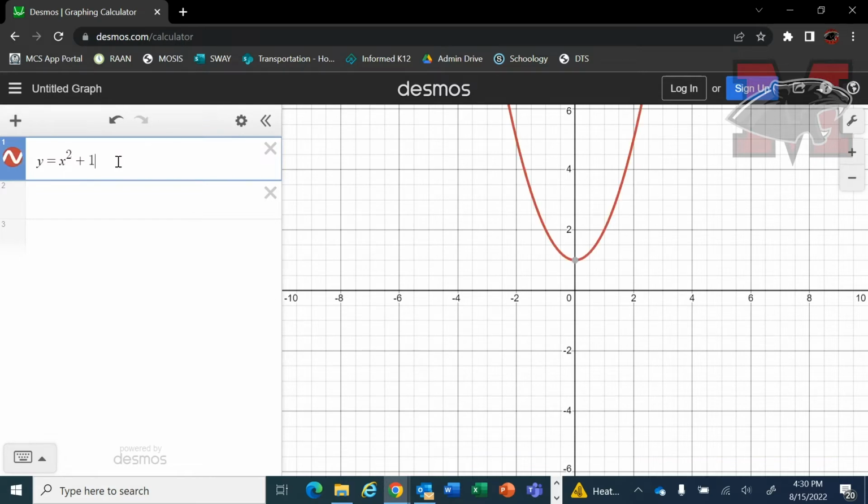So what I want you to do is, this is a parabola. I want you to change this value, the 1 value, in a different graph, and I want you to change what's in front of x and see what happens to the graph. So go ahead and take some time to play around with that.